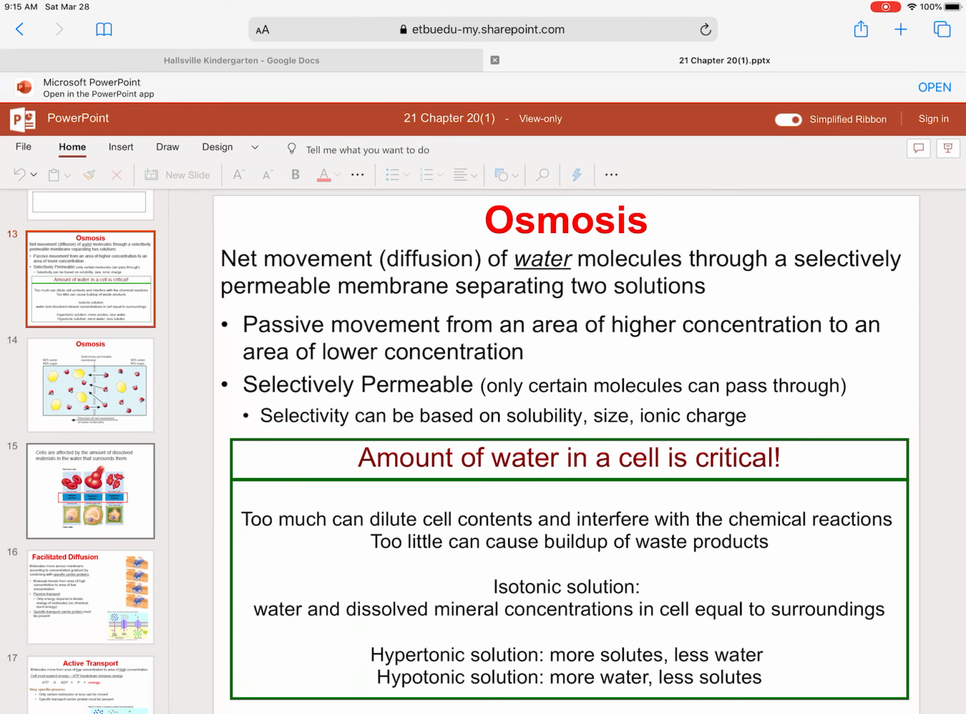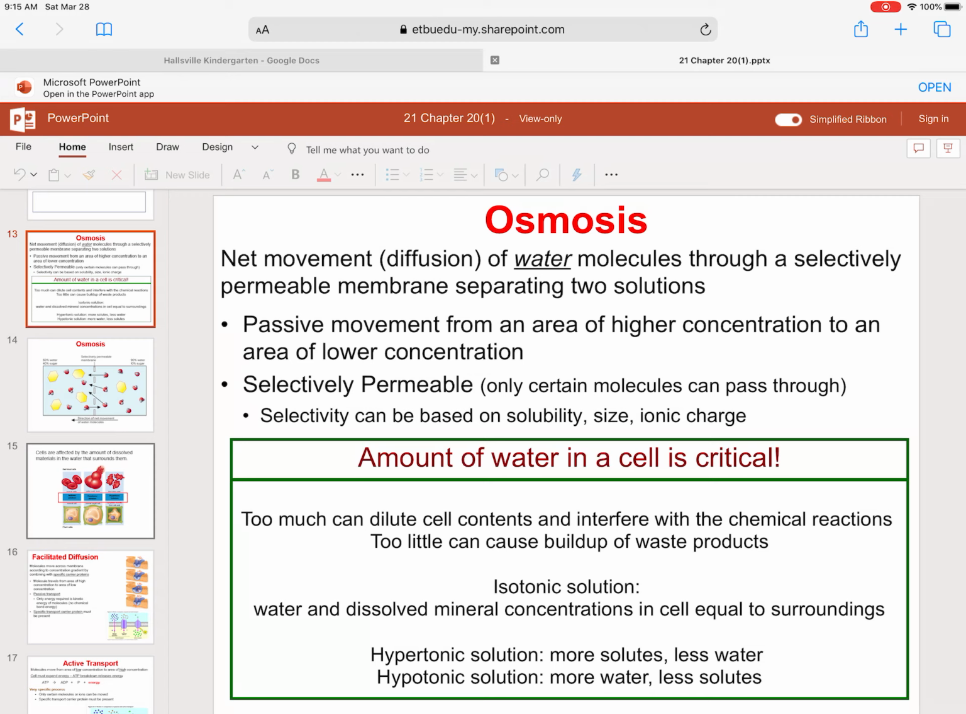So when we have what's called an isotonic solution, this is where we're going to have water and dissolved mineral concentrations inside and outside the cell that are equal. Okay, so iso usually means same. Okay, same. Tonic, in this case, we're talking about concentration. When we have a hypertonic solution, we don't have enough water. When we have a hypotonic solution, we have too much water.